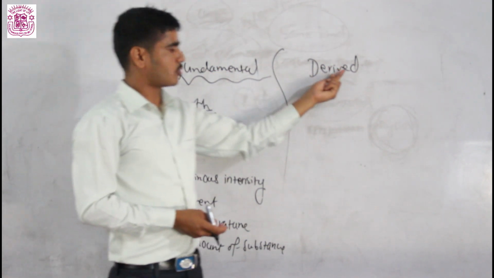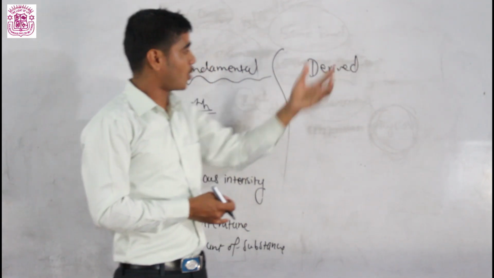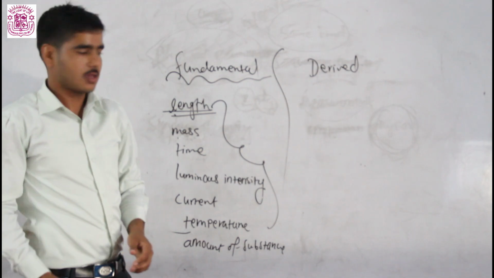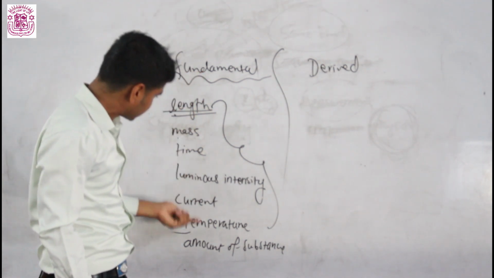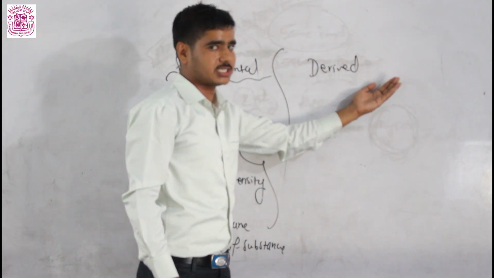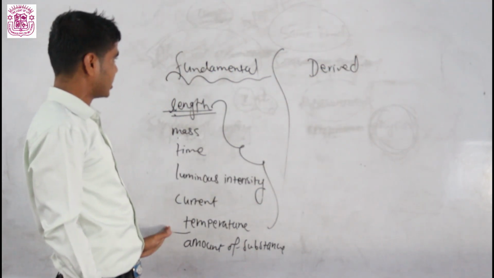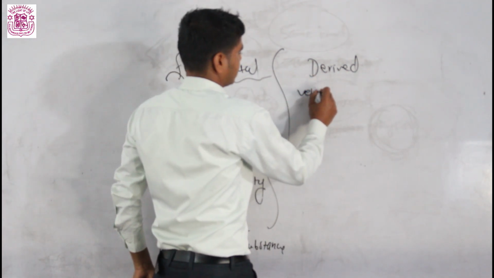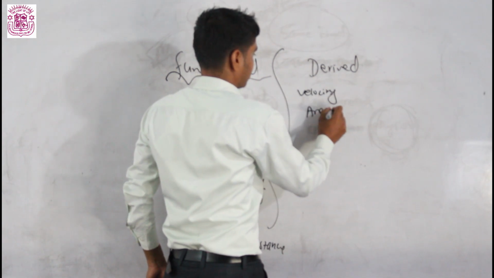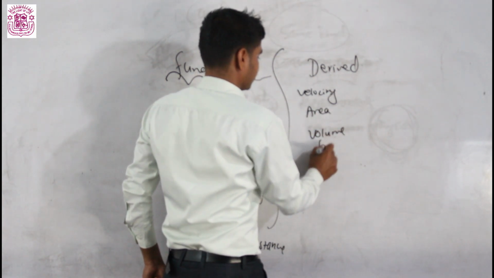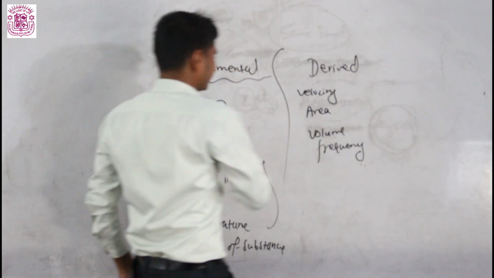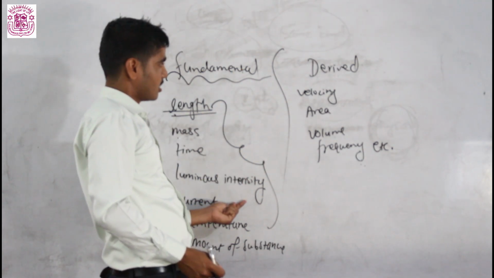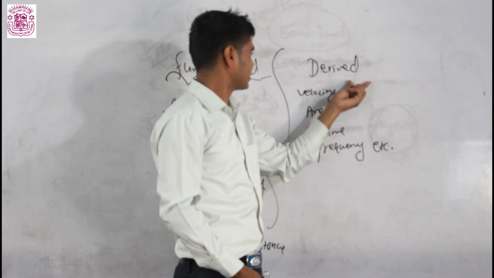Then now, derived quantities. Derived quantities are those quantities which are derived from these 7 fundamental quantities. Using these quantities, we can derive other quantities. Apart from these 7, all the quantities you hear about are derived quantities. For example, velocity, area, volume, frequency, etc. There are only 7 fundamental quantities, but there are so many types of derived quantities.